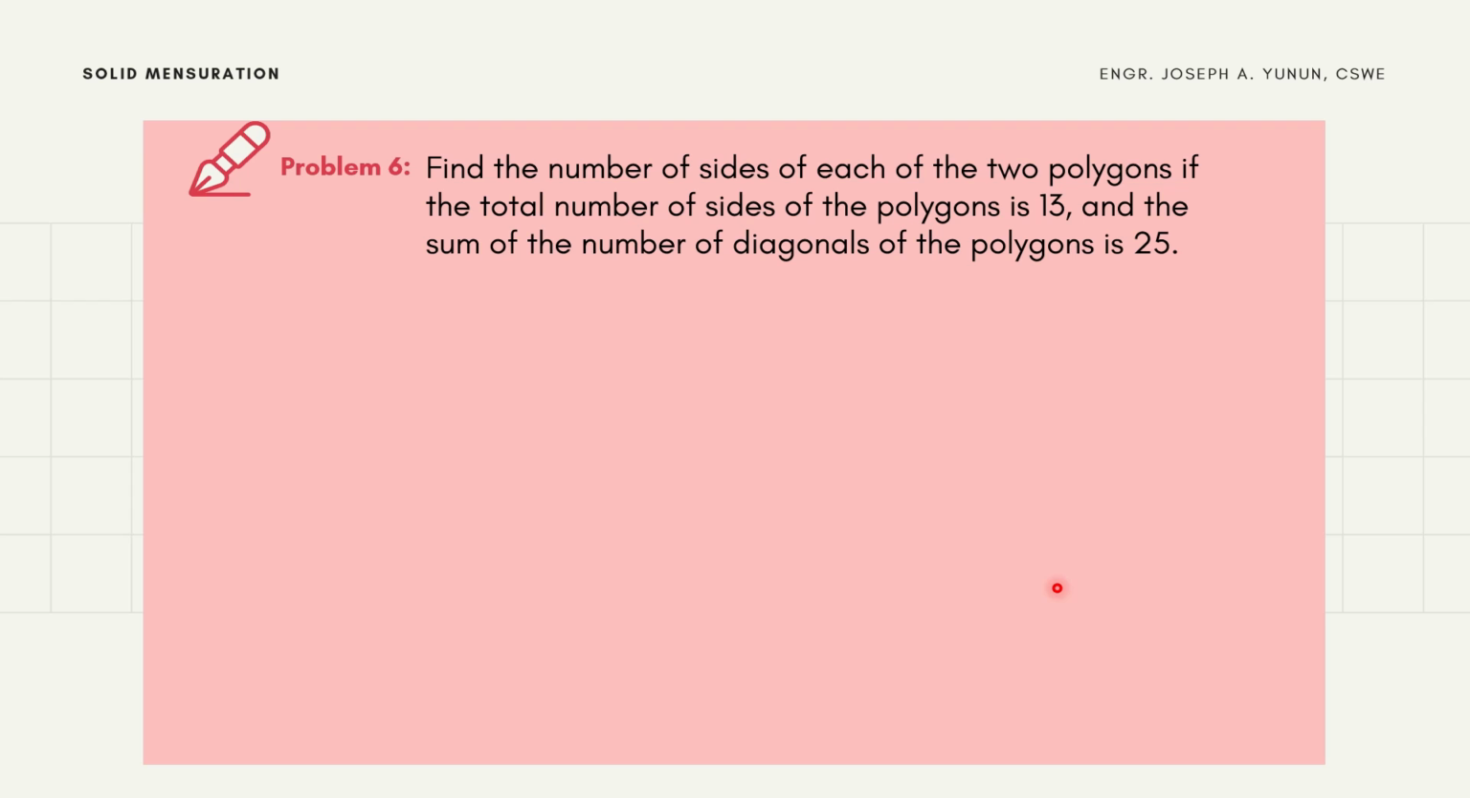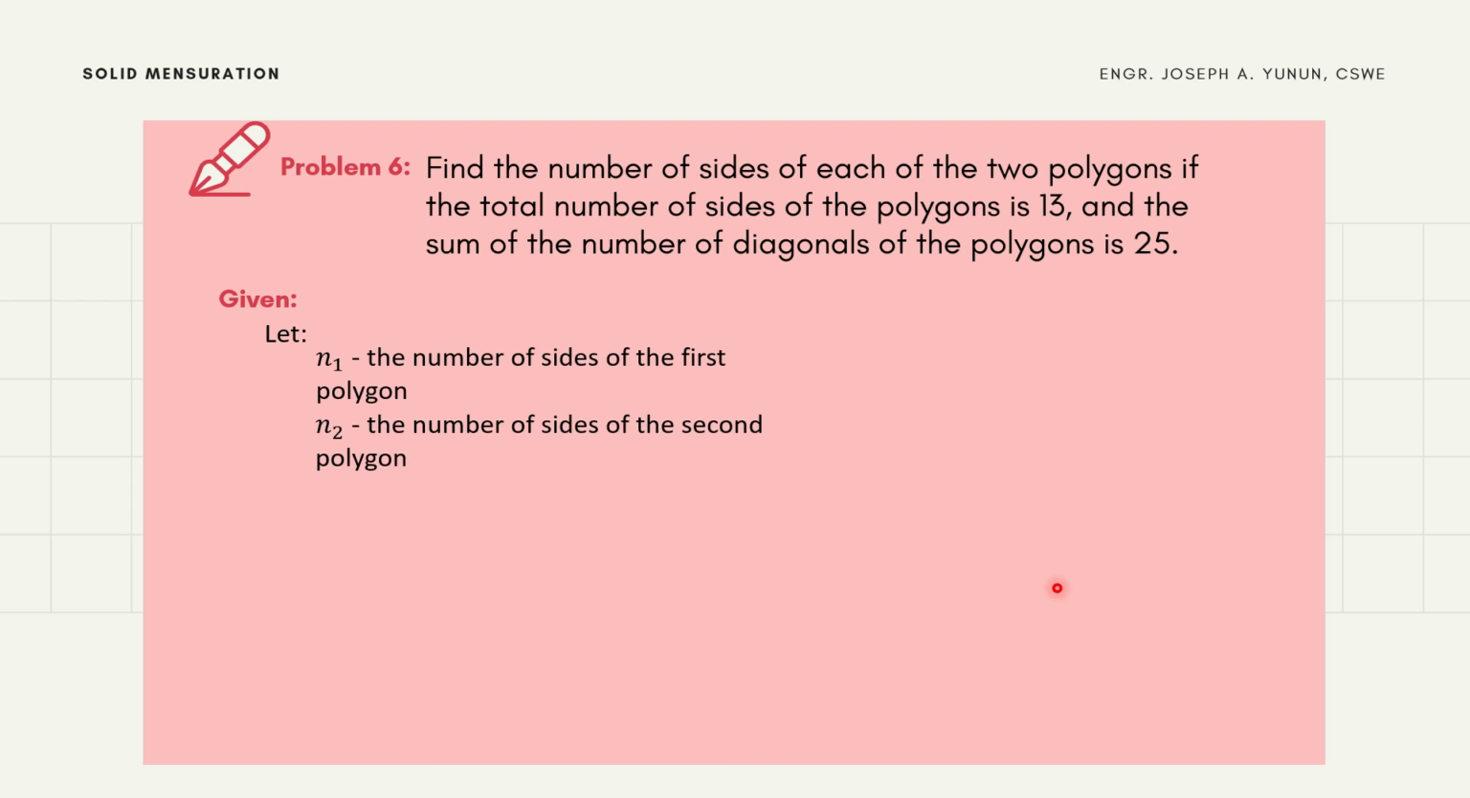So probably let us provide some indications for those given. So I will let n1 be the number of sides of the first polygon, and n2 the number of sides of the second polygon. Take note, there are two unknown regular polygons in the given. So you have polygon 1 and polygon 2. That's why I indicated n1 for the number of sides of the first polygon, and n2 for the number of sides of the second polygon.